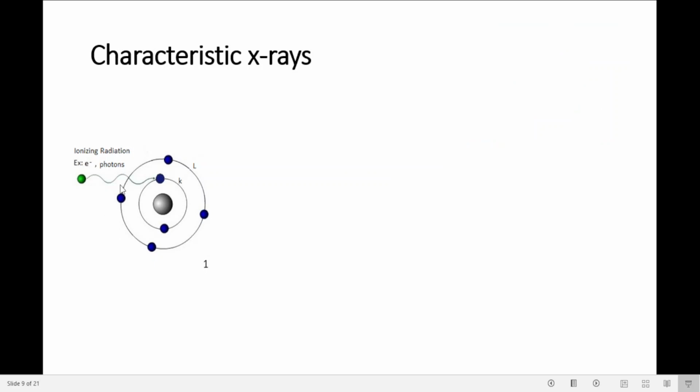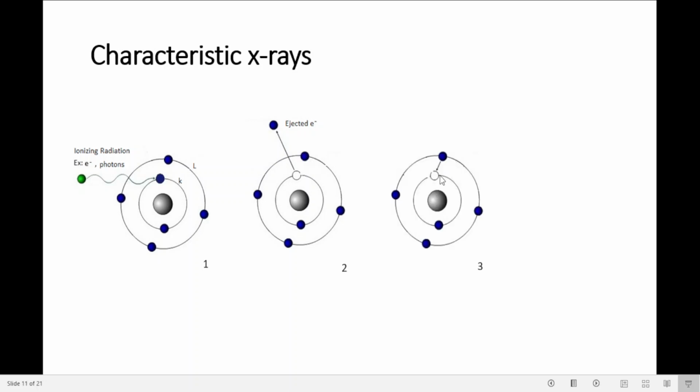So let's go step by step. Here we have an ionizing radiation interacting with an orbital electron, in this case from the K shell. The electron is ejected and we have a hole, or vacancy, at that shell. This situation is unstable for that atom and needs to be corrected. How is that done? An outer shell electron will fall in to fill that vacancy. In the process, we have an emission of a photon called characteristic radiation or characteristic X-ray.